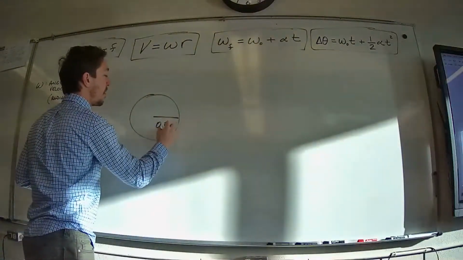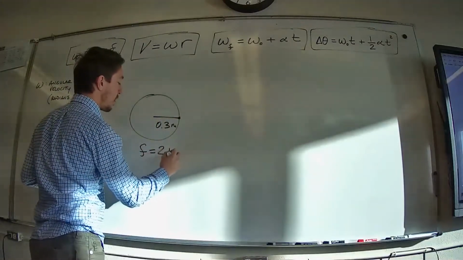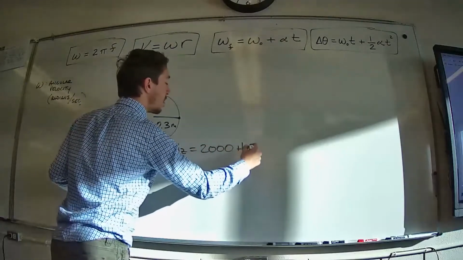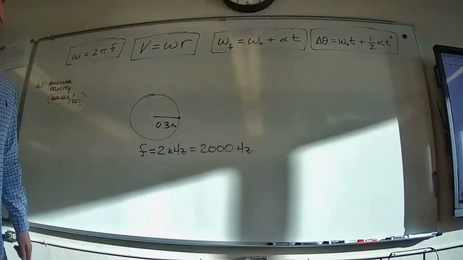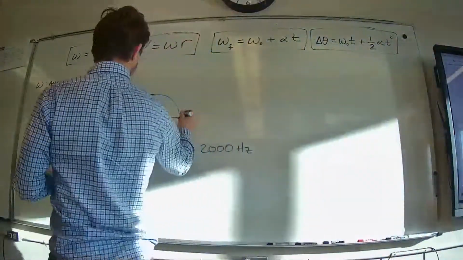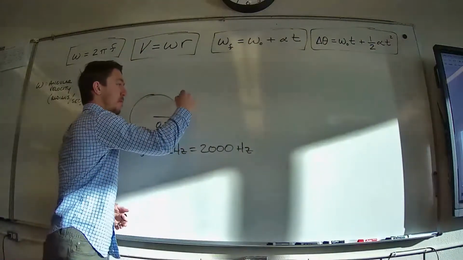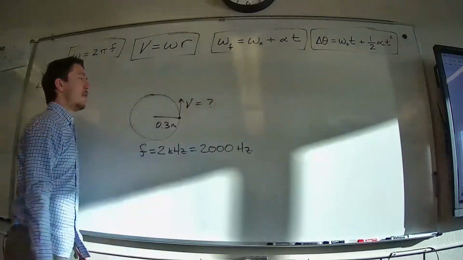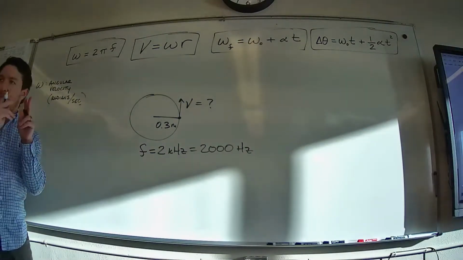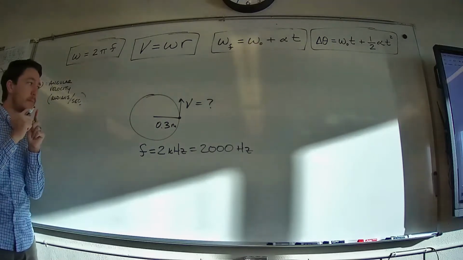Okay, so here's your disk. The radius is 0.3 meters. Its frequency is 2 kilohertz, so that's 2,000 hertz. And it's asking, what's the speed of a point on the outer edge of the disk? It's a little two-stepper here. Think about those two steps. What's the first step?